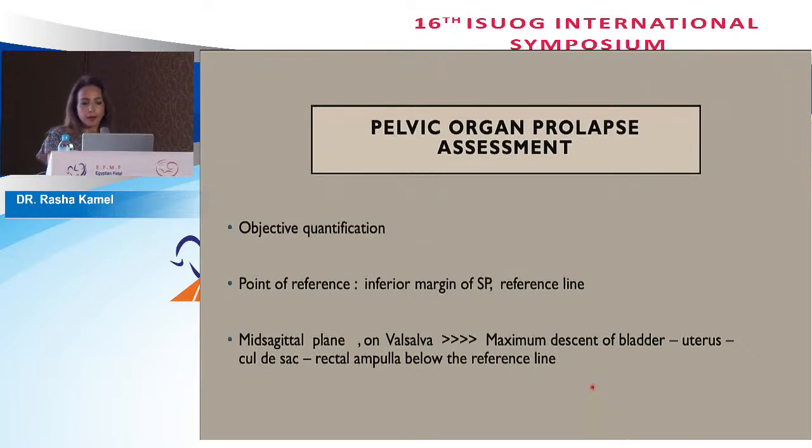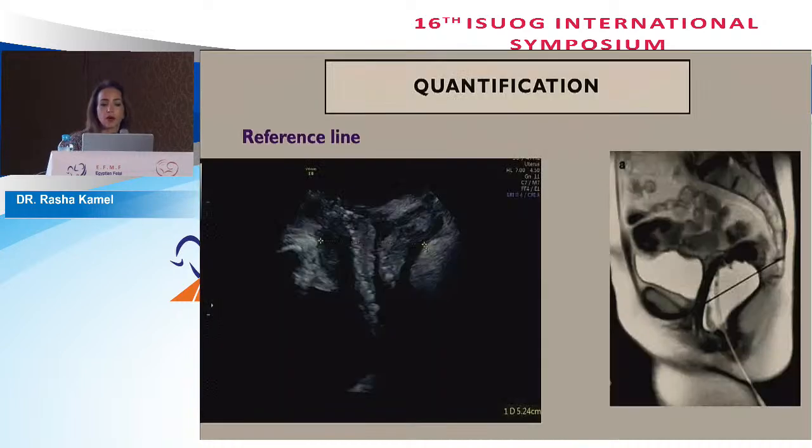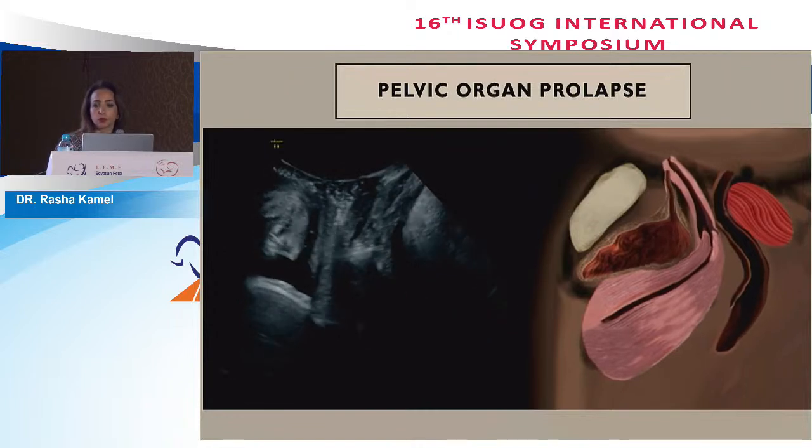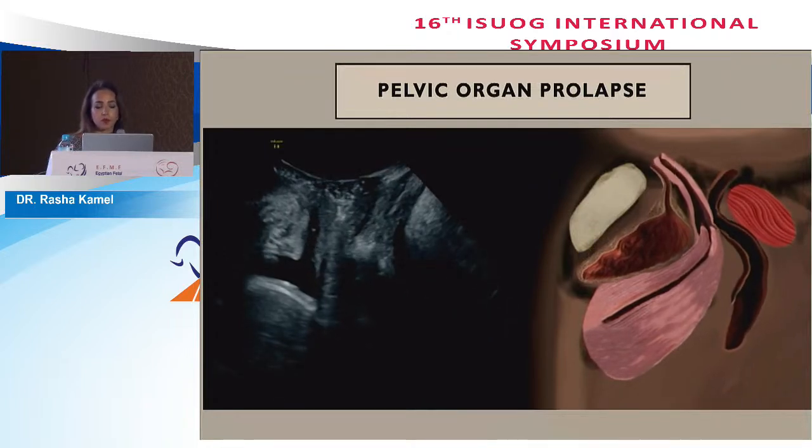For pelvic organ prolapse, we can actually quantify the extent of prolapse, we can measure it, and we have a point of reference, which is a line that is drawn between the inferior margin of the symphysis pubis and the puborectalis, called the reference line, and we take our views on the mid-sagittal plane, and we assess on this plane. This reference line corresponds to the pubo-coccygeal line on MRI. So when we ask the woman to push, we want to assess the pelvic organ prolapse.